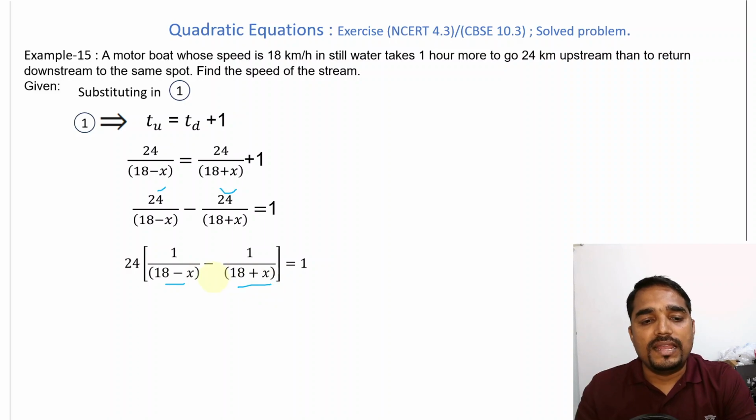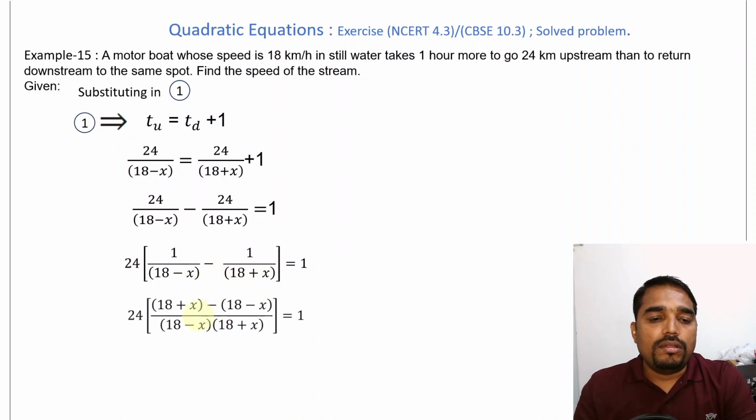On taking LCM for the two terms, the denominator in the next step would be 18 minus x into 18 plus x. Also in the numerator, we would be getting 18 plus x minus of 18 minus x. If we observe the denominator, it looks like a minus b into a plus b, which is equal to a square minus b square.